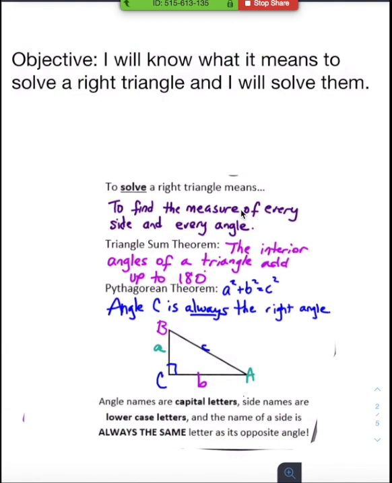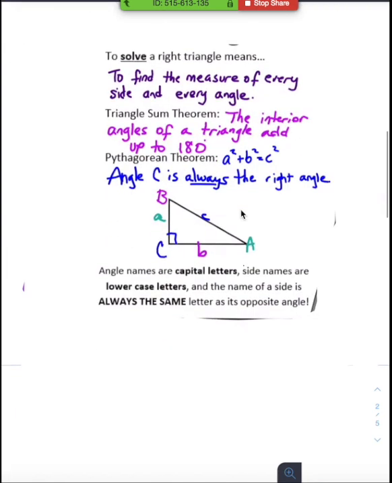Okay, so we're learning, the objective is that you will know what it means to solve a right triangle, and you will solve them. Okay, so what does that mean though? To solve a right triangle means that you have to find every single side and every single angle. Well, there's only 3 sides and only 3 angles, guys.